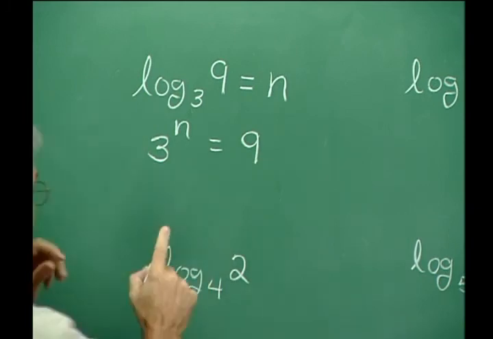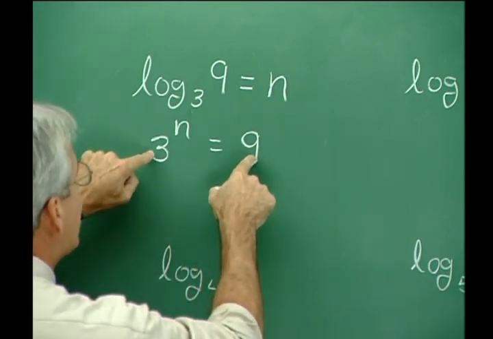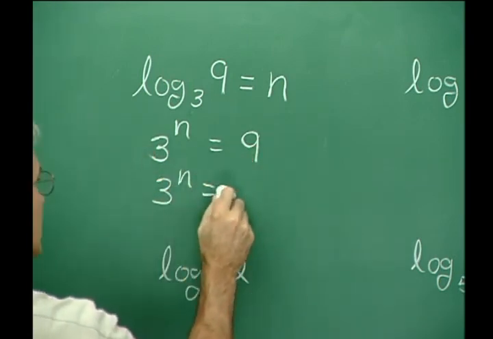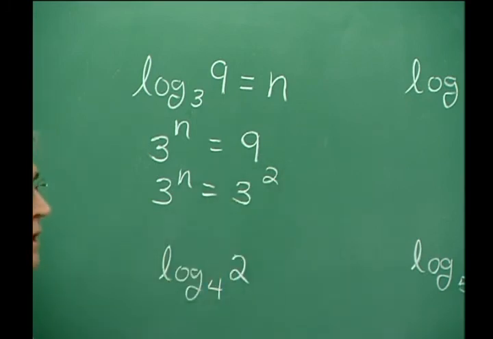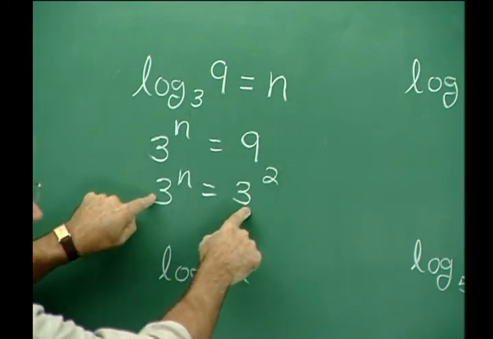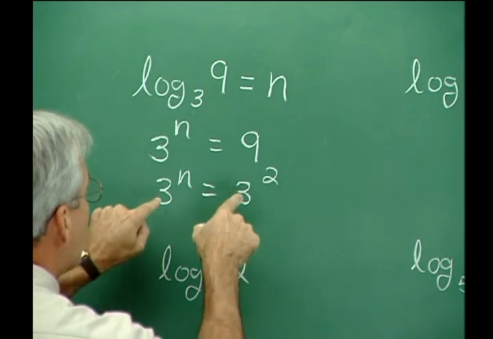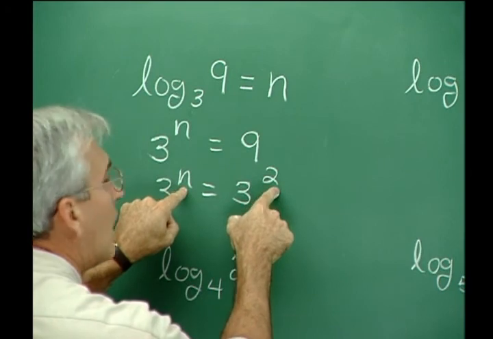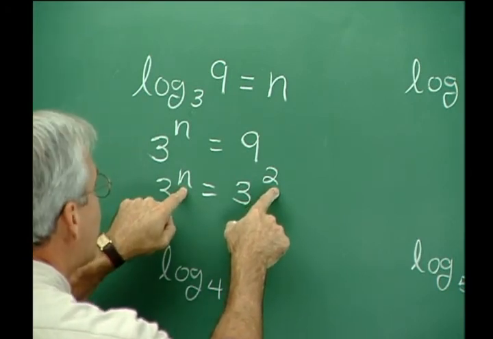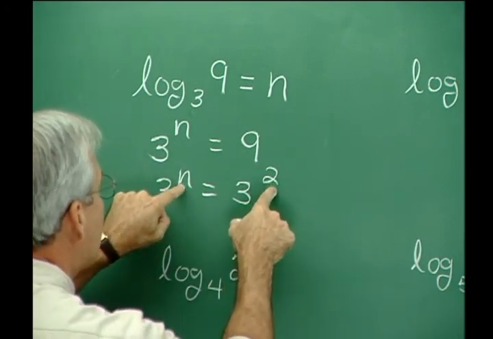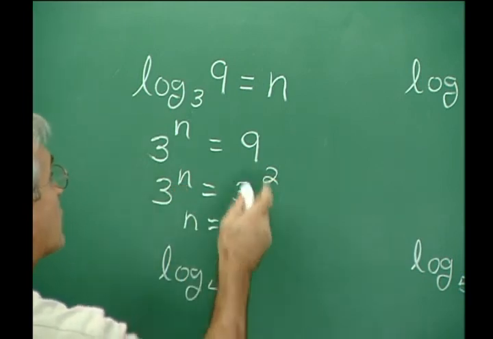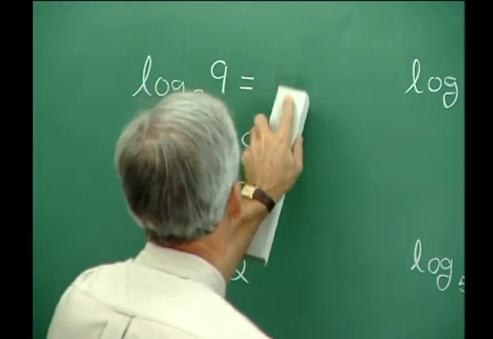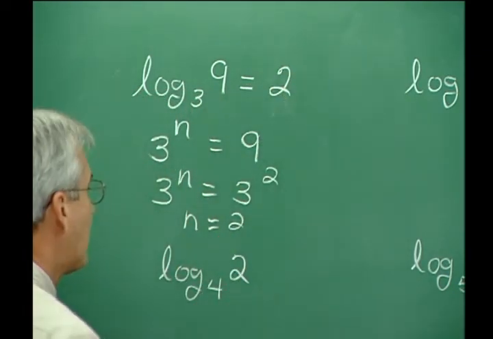And now the trick is to cause the bases on both sides to be alike. We can write 9 as 3 squared. Now, when in an equation the bases are alike, we can set the exponents equal to one another. We jump into the exponential world by using that technique. So bases are alike, n then is equal to 2. And if n is 2, this n is replaced with 2. So we can even go up here and do this. This is equal to 2.